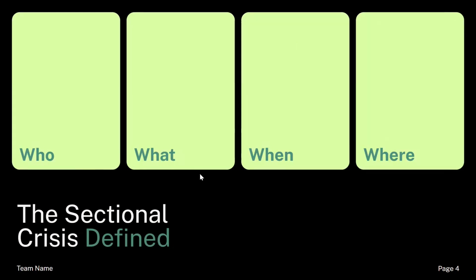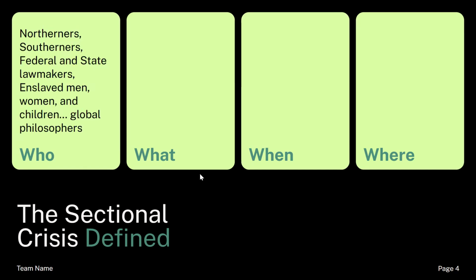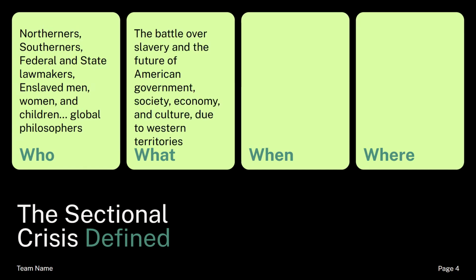So as a reminder or refresher, the sectional crisis, when we look at who, involves Northerners, Southerners, federal and state lawmakers, enslaved men, women, and children, and global philosophers. These are all the people, believe it or not, who are involved in the sectional crisis. What was it? It was a battle over the future, right? It was a battle over slavery and the future of the American government, society, economy, and culture, all because of expansion into the West. When? 1840s to 1860s, with caveats, right?